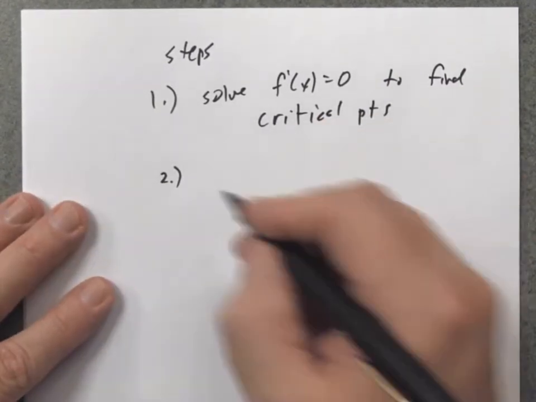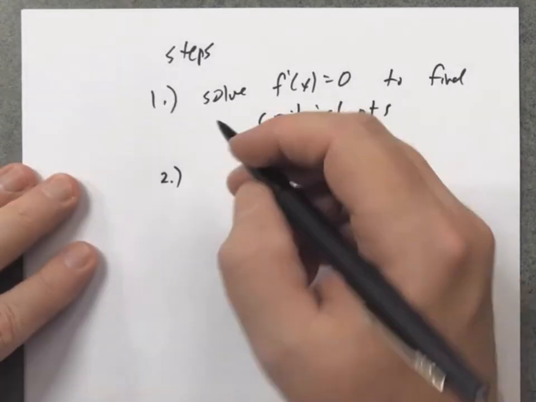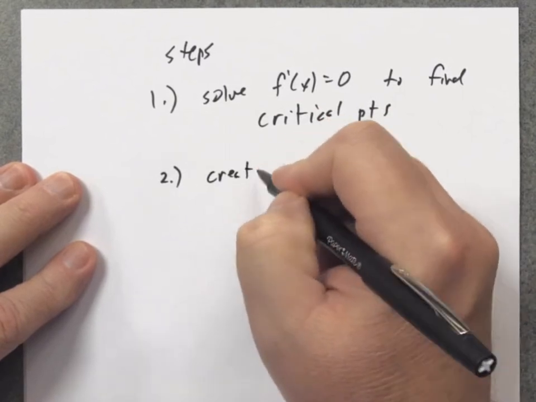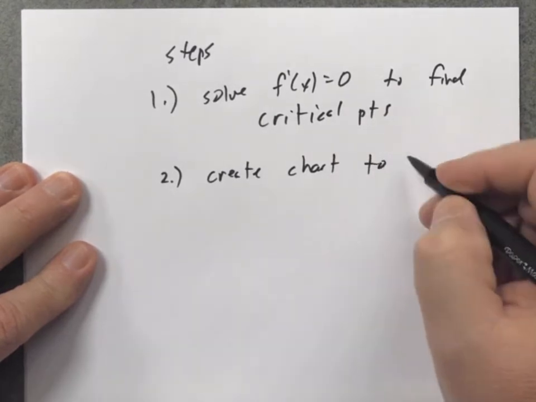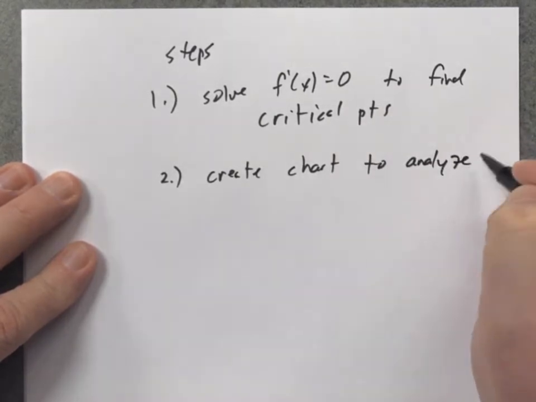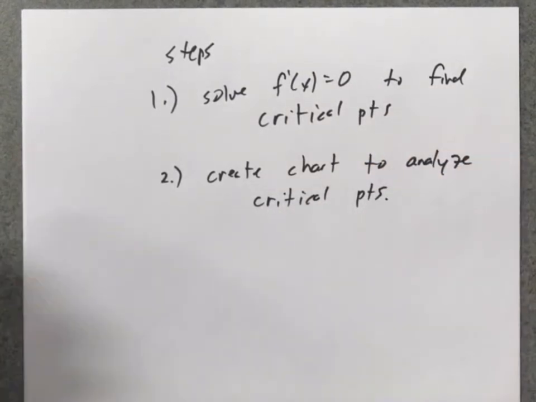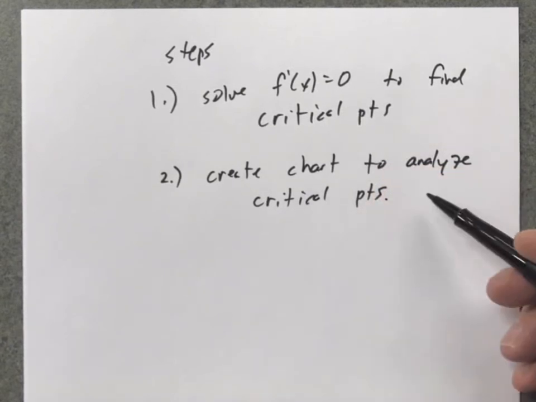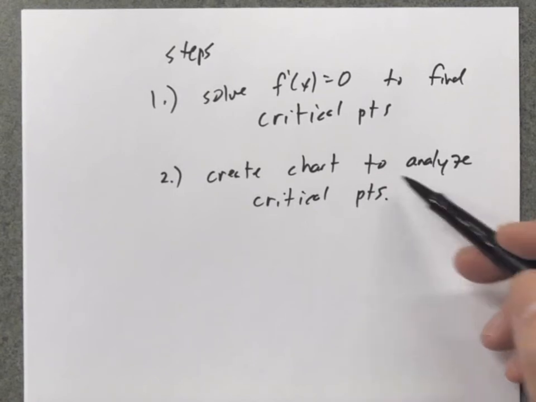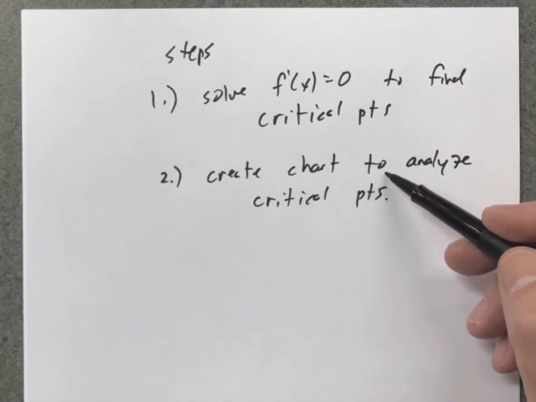Let me think how I want to word it. I'm going to word it one way, and when you see me do it, you'll understand how to do it no matter how I word it. I would say create a chart to analyze critical points. In other words, this first step, we may know the critical points, but we don't really know what they are. We don't know whether they're a max or a min or neither. Step 2 says, okay, here's how we're going to figure out what's going on at those critical points.